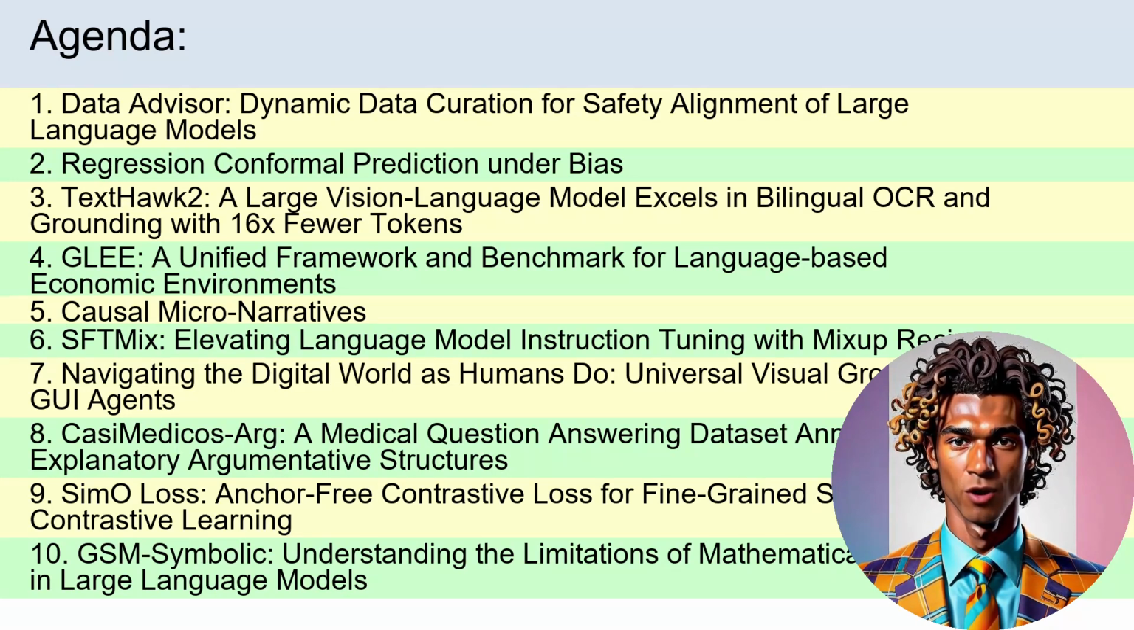I'm really excited to talk about some amazing new research papers that are pushing the boundaries of artificial intelligence. We're going to be covering a lot of ground today, from new ways to improve the safety of language models to using artificial intelligence to analyze how humans make decisions in economic scenarios. We'll also explore new ways to train machine learning models and how we can make computers better at understanding and interacting with the visual world, just like humans do. So grab your favorite beverage, get comfy, and let's dive into the future of artificial intelligence.